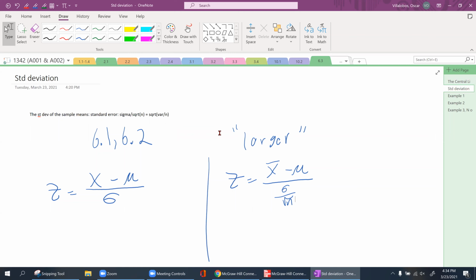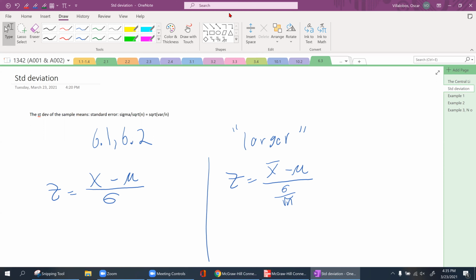What this pretty much is stating is that the mean we are extracting comes from a larger population. So this is where things are going to differ quite a bit from 6.1, 6.2 to 6.3. There are keywords you're looking for.